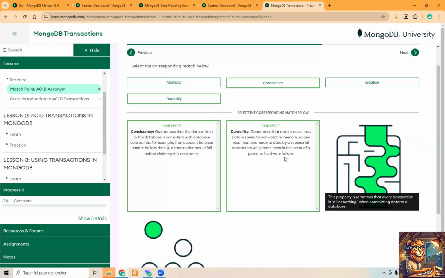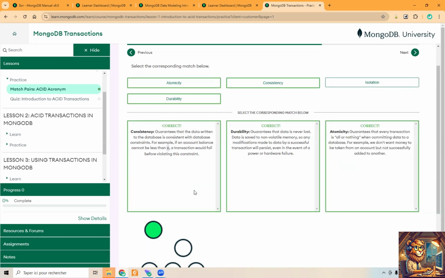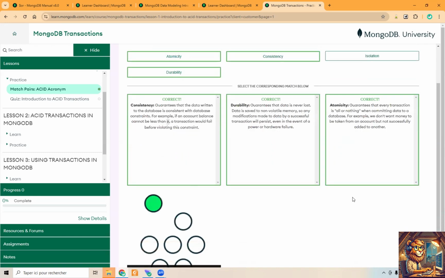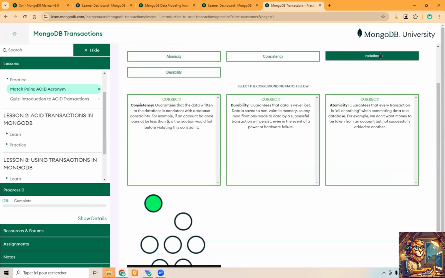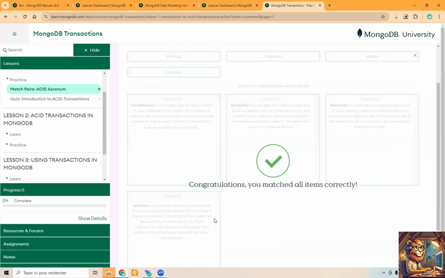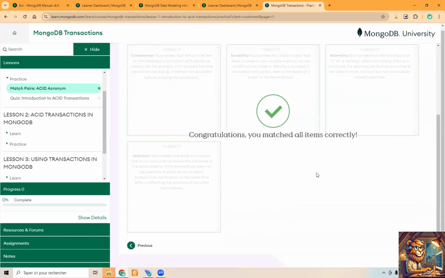Okay. This property guarantees that every transaction is all or nothing when committing data to a database, so that's atomicity. Okay, and that's the example I was talking about. We don't want money to be taken from one account to the other, and we don't want this not to be successfully added to the other. And isolation, so the property guarantees that transactions do not affect each other, which is here, so we can have multiple transactions at the same time.